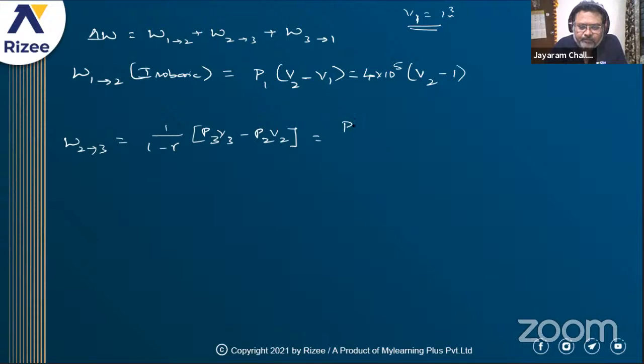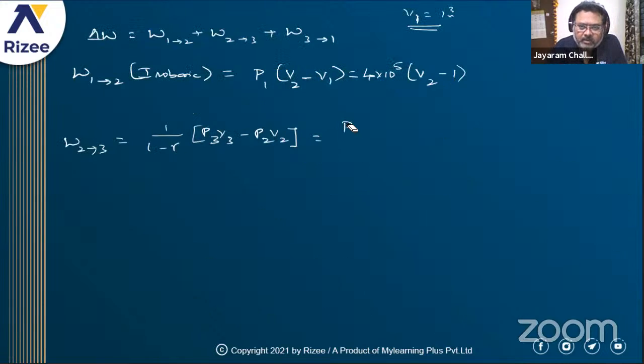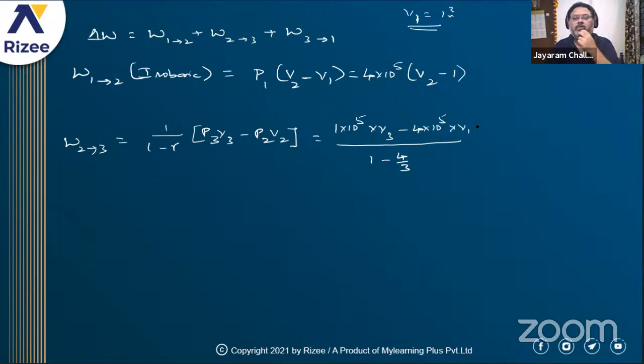That is the value that we don't know here. So P3 is how much, sir? P3 is 1 into 10 to the power of 5, and this is 4 into 10 to the power of 5. So this is 1 into 10 to the power of 5 into volume V3 minus 4 into 10 to the power of 5 into volume V1, whole divided by 1 minus 4 by 3. So in this one, two unknown values are there, those are V2 and V3.